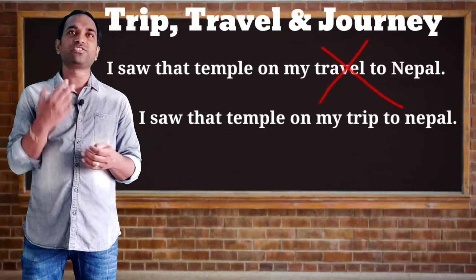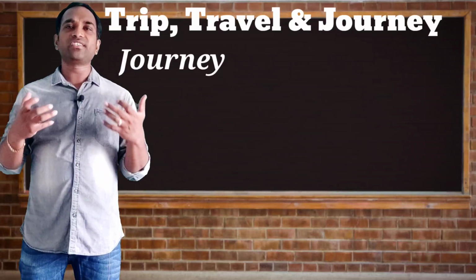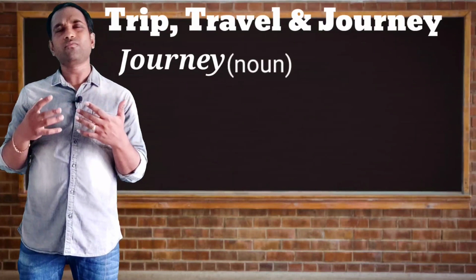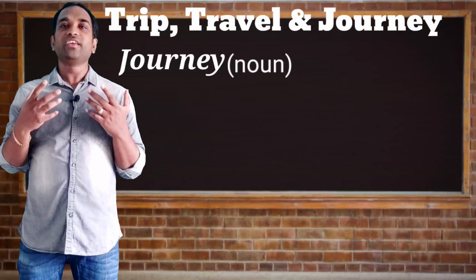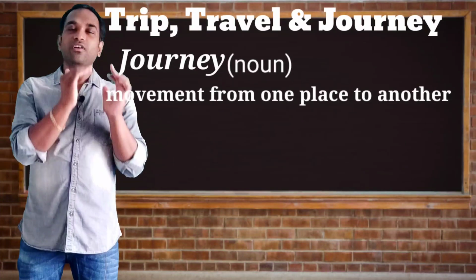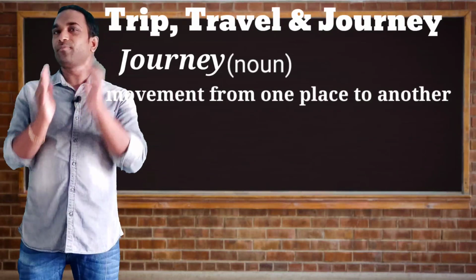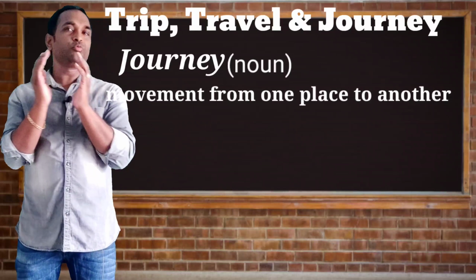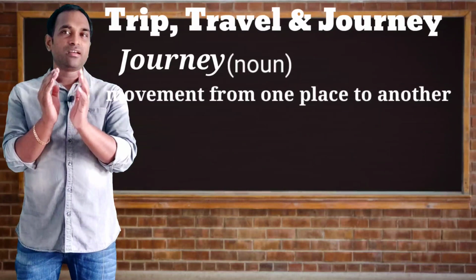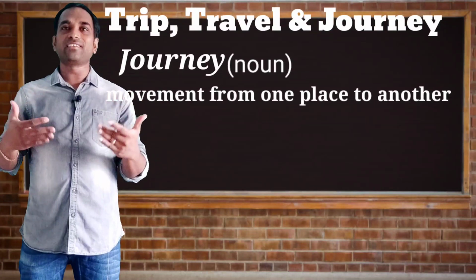Journey. Then what is this journey? We saw trip and we saw travel. And now the other word is journey. Journey is a noun. Okay, journey is a noun. It's a movement from one place to another. That means from point A to point B. Usually a long distance. Okay, so let's see examples here.